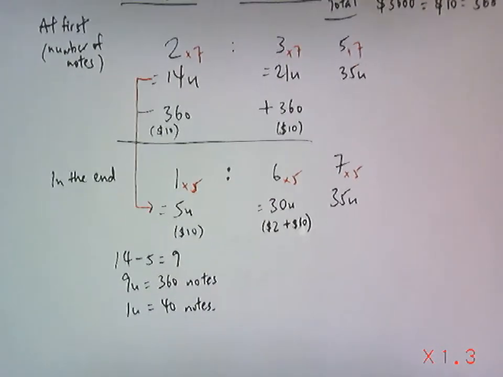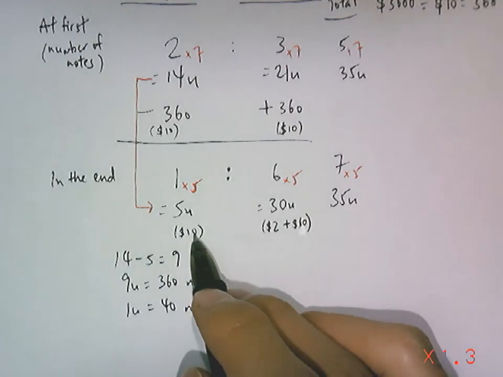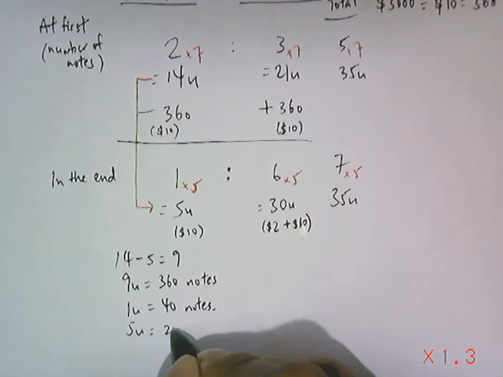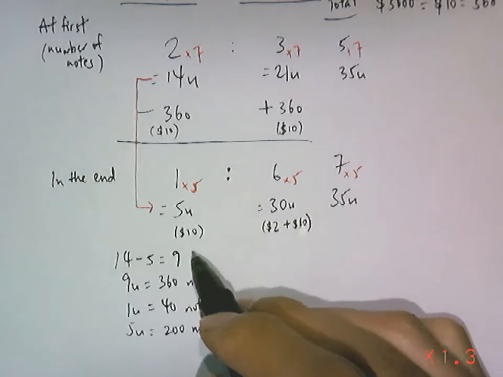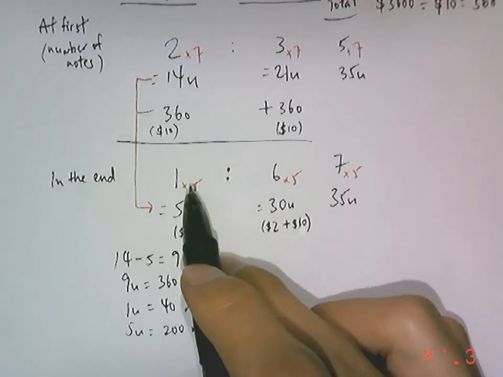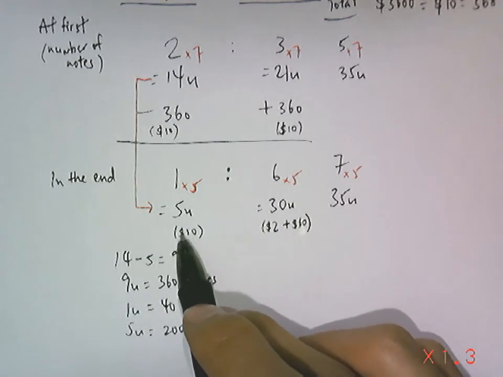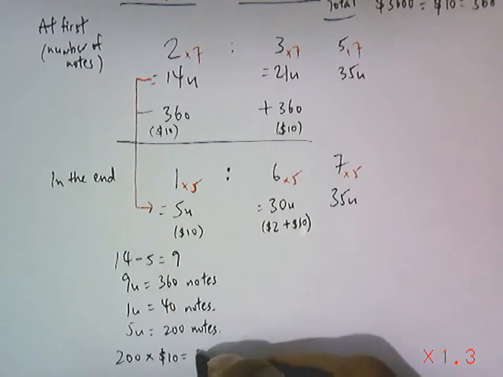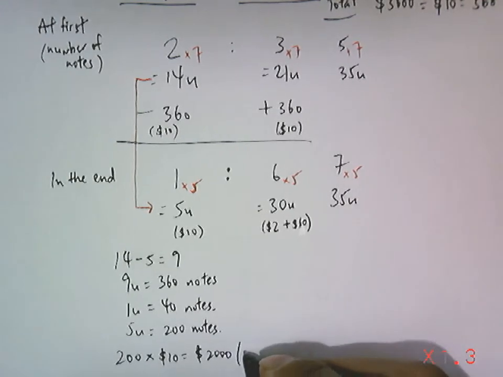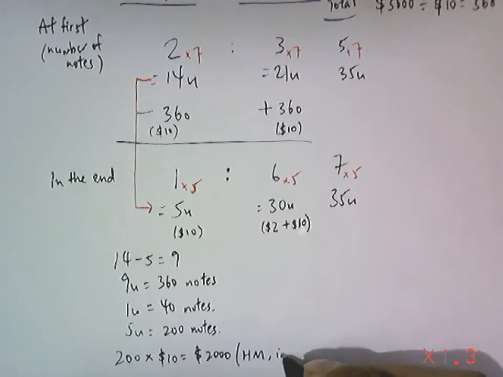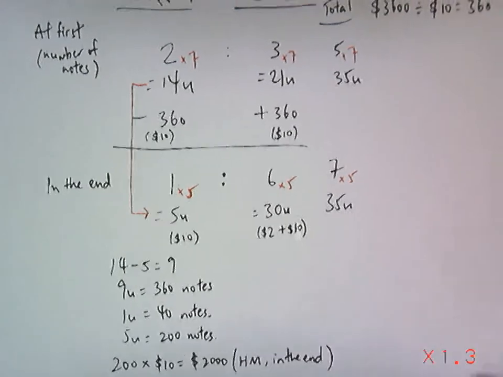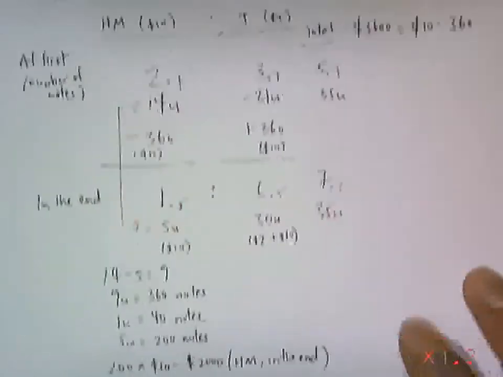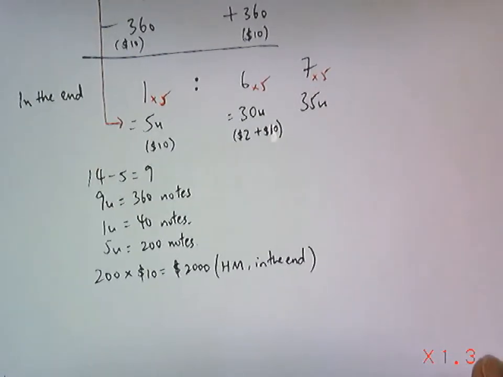Now find the amount of money she had in the end by counting the 5 units of notes first. 5 units of notes is 200. Since she only had $10 notes, even after giving some away she still had only $10 notes left. So these 200 pieces of $10 notes represent the money Hui Min had in the end, which is what the question requires. Hui Min had $2,000 at the end.